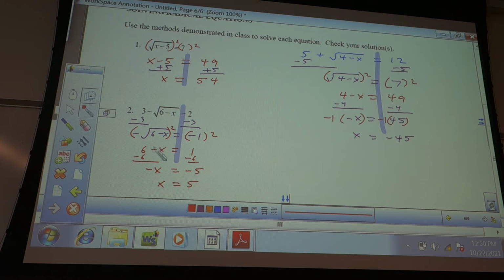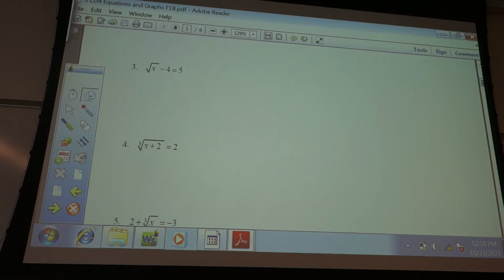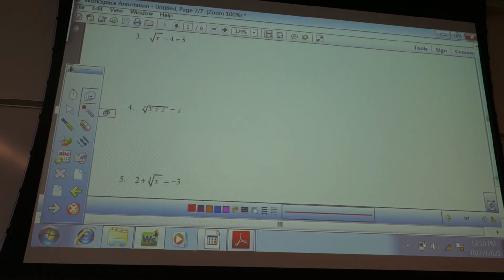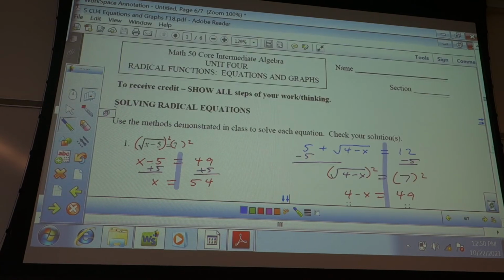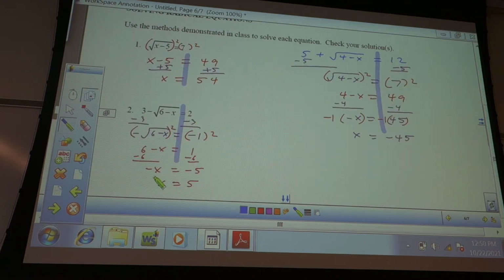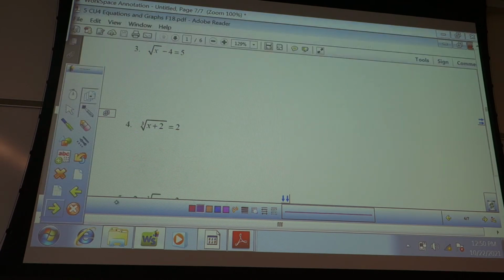Okay, so looking at the next one. So you had a question. If I have negative x, I want positive x. So I'm going to multiply both sides by -1. Then I end up with positive x, because I need to have positive x.